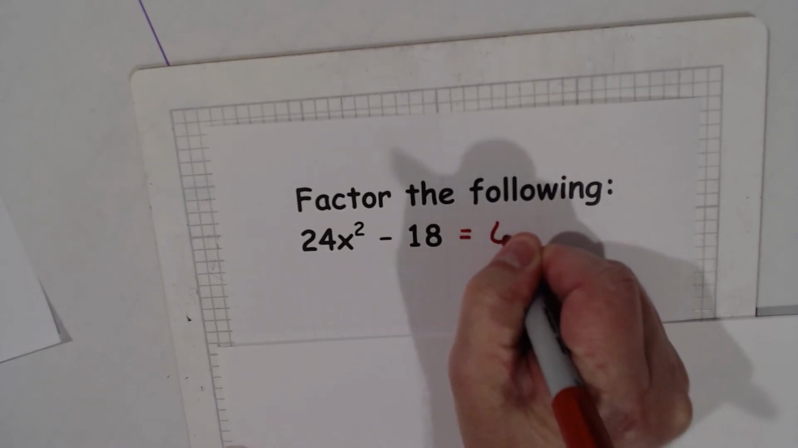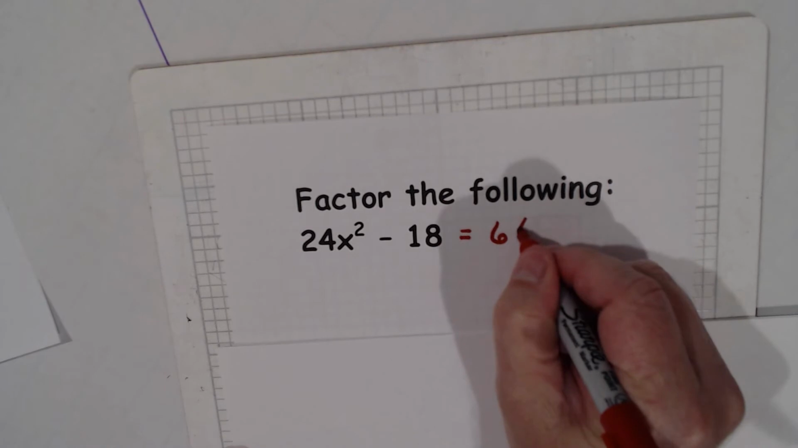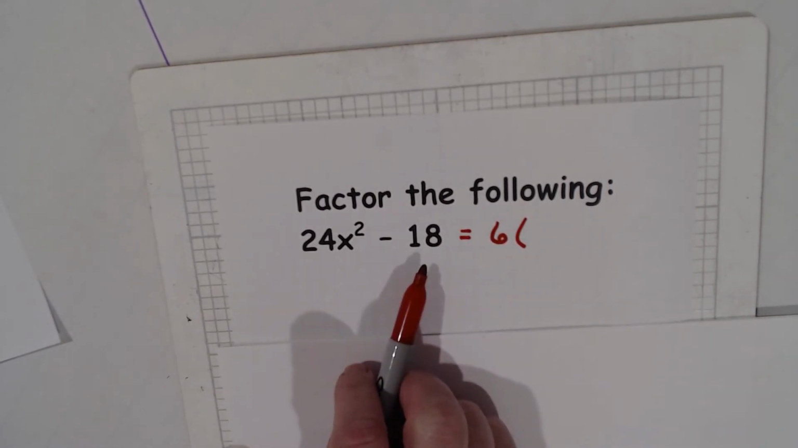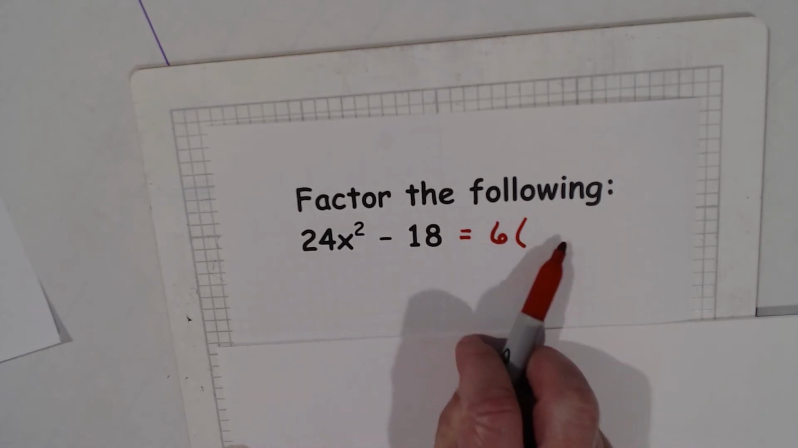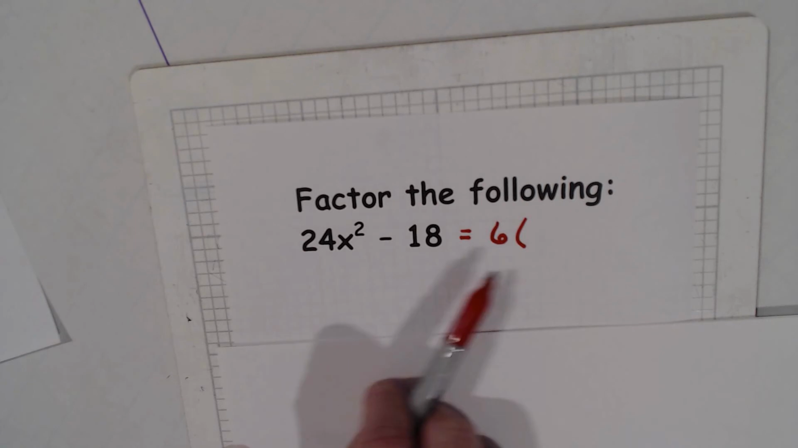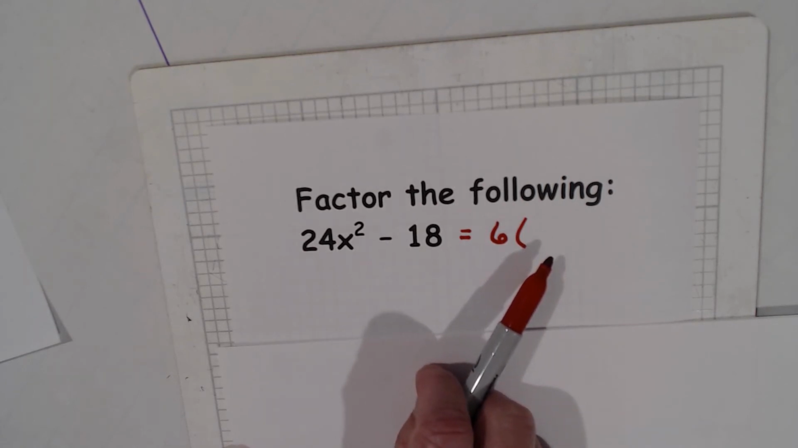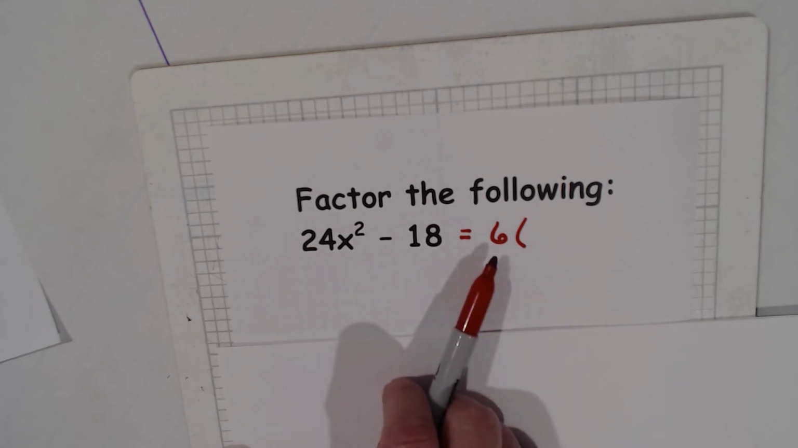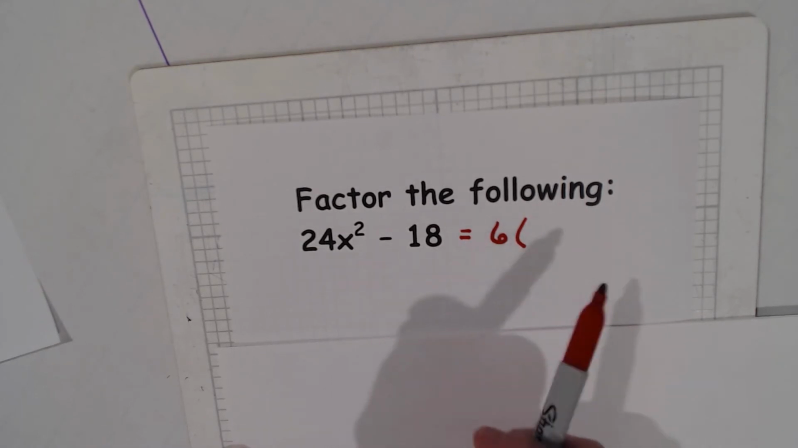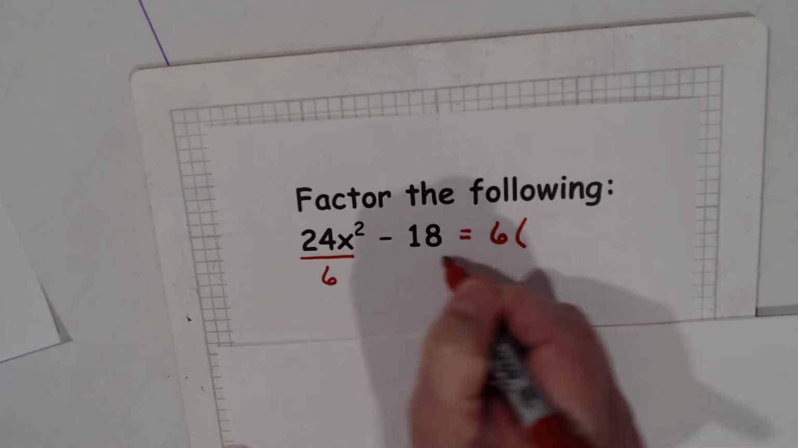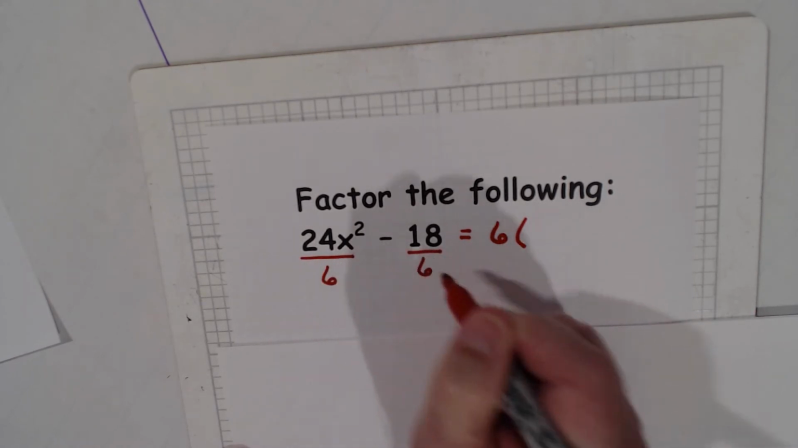Now, I put a 6 on the outside of a set of parentheses, and what I'm going to do is I want to divide each one of these by 6, and that's what I'm going to put inside the parentheses. Now, if I divide each one of these by 6, and there's another number that will go into each one of them, I'm going to divide that number out and multiply it to what's on the outside right here. But I'm going to try 6 and see if 6 is the greatest common factor of each one of these terms.